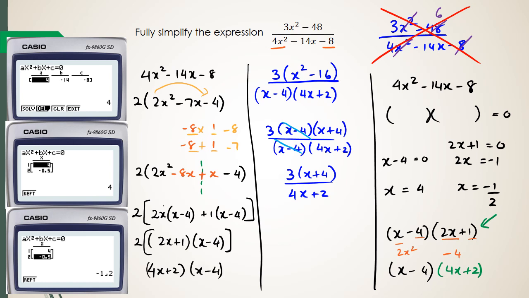Now this is exactly what I've just done here. So as you can see, you can do it the old-fashioned way, or you can do it with the graphics calculator as well. Just do whichever one's easy for you guys, and that's basically it.